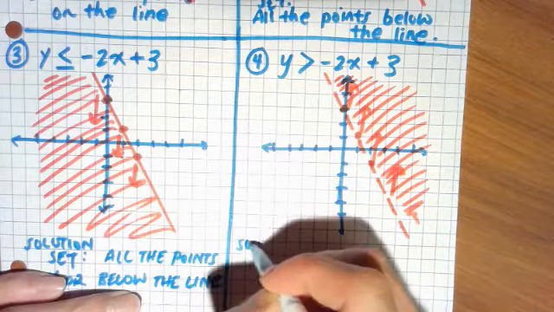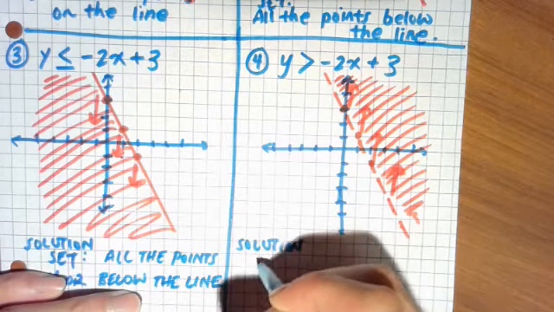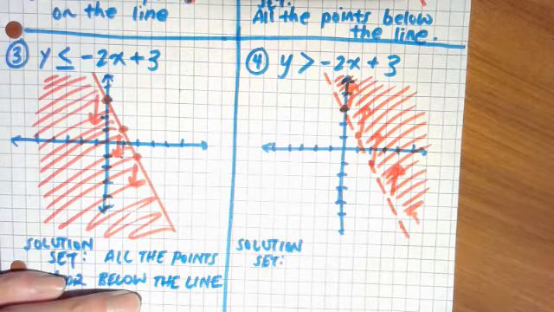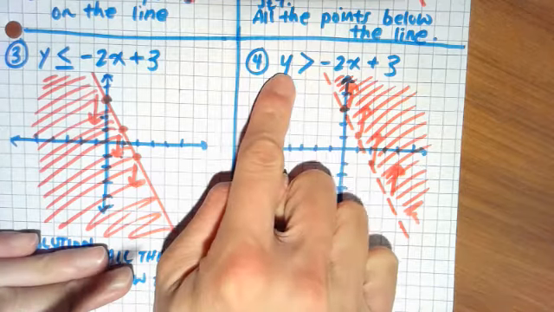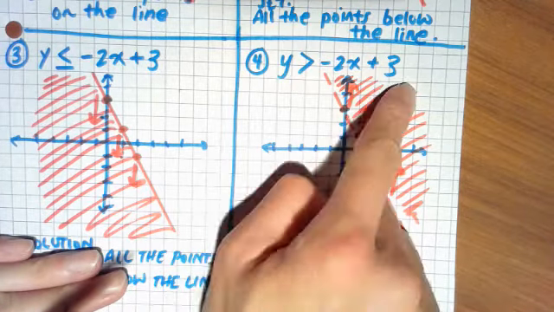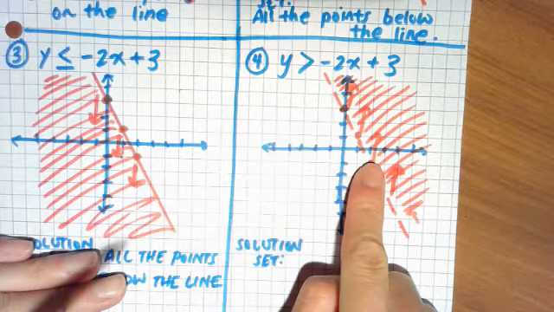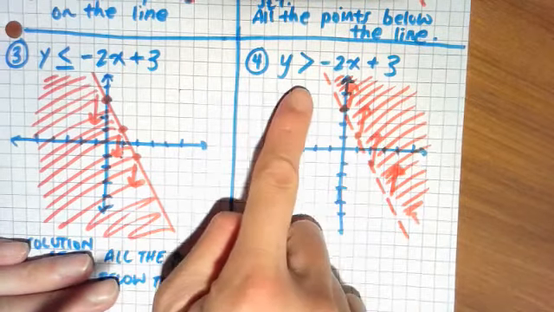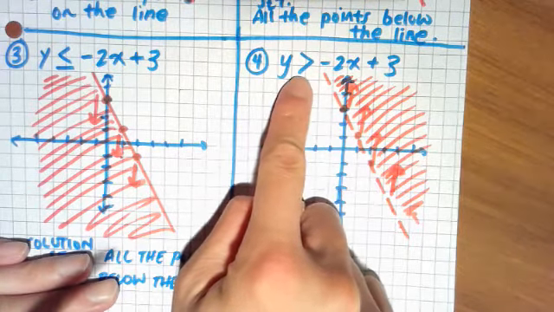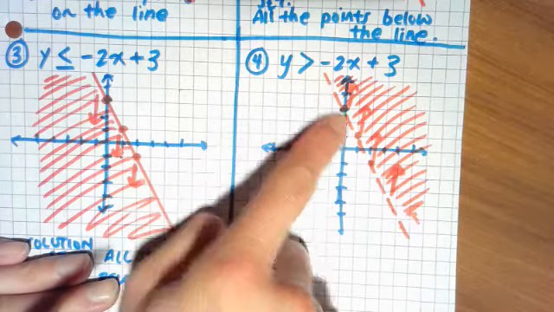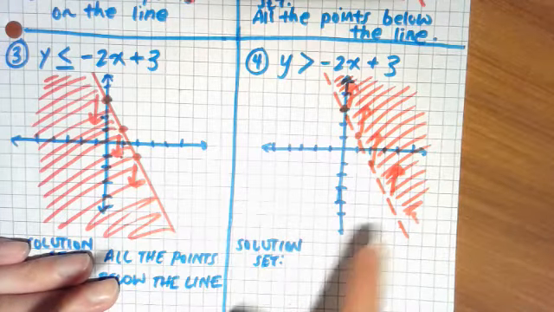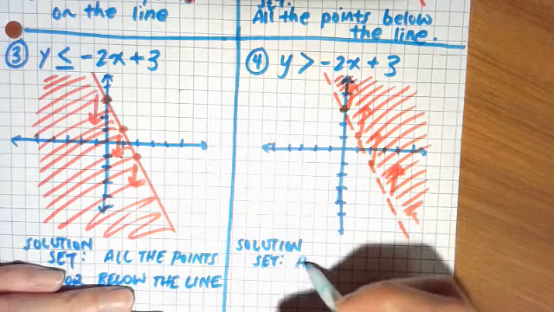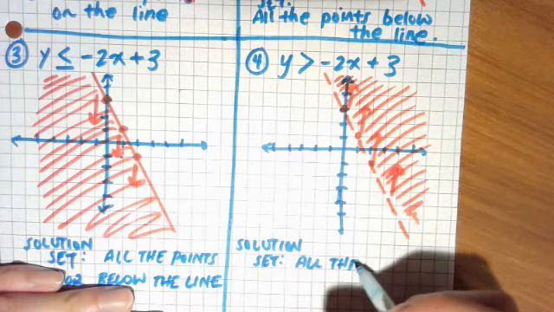And our solution set for this one, because that's now y has to be greater than negative 2x plus 3, we want everything above the line. And because it cannot be equal to, it has to be greater than, that's why we're using this dashed line. The solution set is all the points above the line, but not on the line itself.